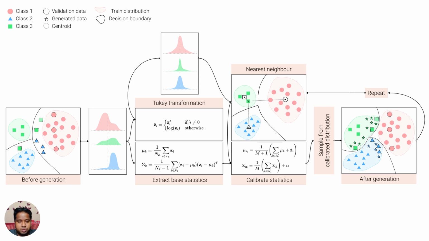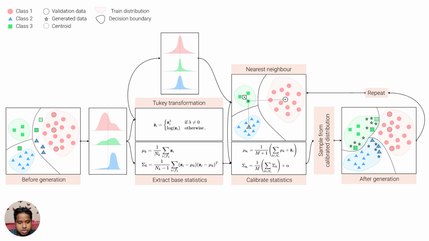Recall that until now, we have generated new samples based on just one training data point. This may not be sufficient to balance the dataset. Therefore, we repeat the steps of picking a training data point, finding the nearest neighbors, getting calibrated statistics, and sampling from the calibrated distribution until the dataset is completely balanced. We use this new balanced data to train a final classifier.